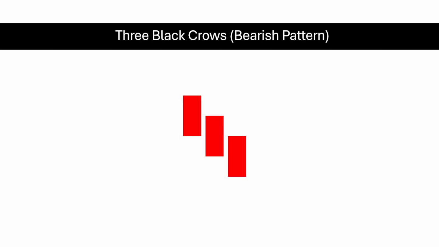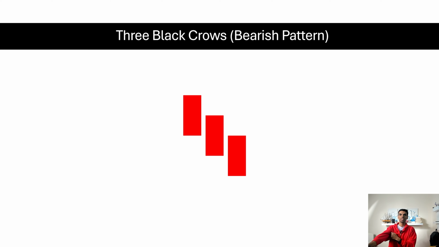Now the second one is the 3 black crows, or the bearish pattern. It's similar to what we saw in the bullish pattern, but here the candle color is most of the time red, and each candle closes below the previous candle. So whenever candles keep closing below the previous candle, this is how the 3 black crows look like. This is one of the patterns within the 3 black crows, or bearish pattern.